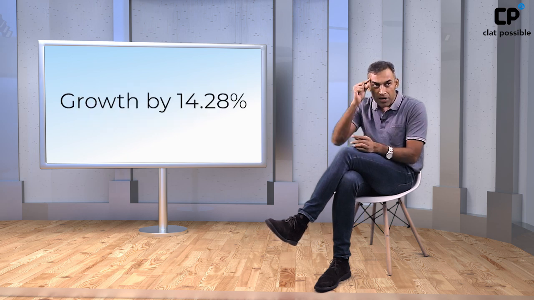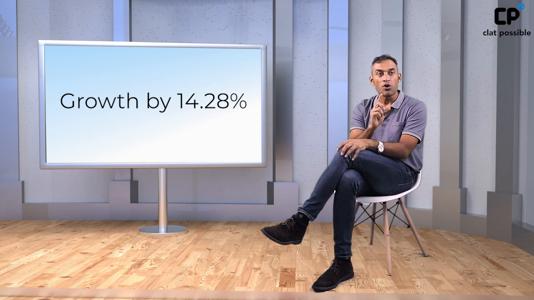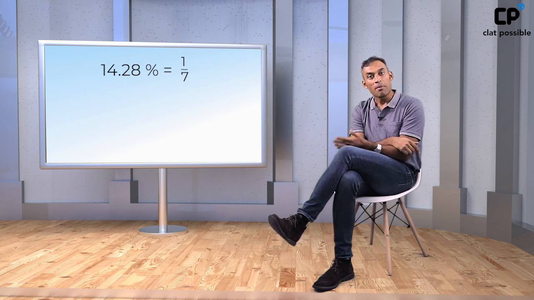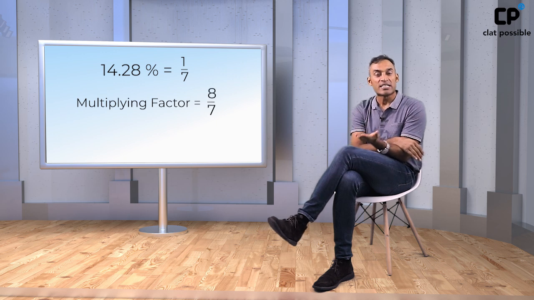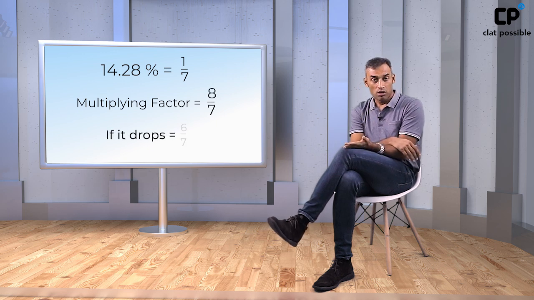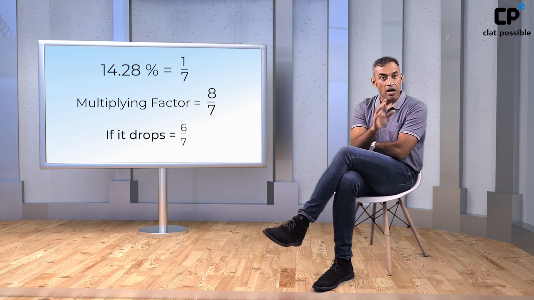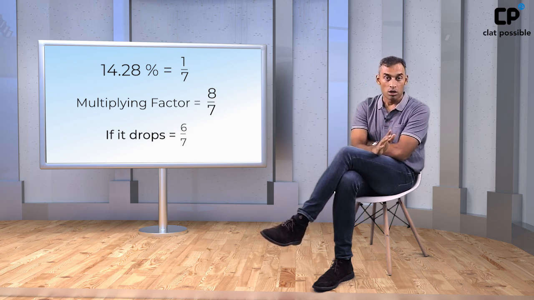Similarly, if something grows by, let's say, 14.28%, I should be quickly able to convert that into a ratio. I should know that 14.28% is 1 by 7. And when something grows by 1 by 7, my multiplying factor becomes 8 by 7. If it drops, it becomes 6 by 7. So my advice to you is, become very, very comfortable with the ratios, at least till 1 upon 25.